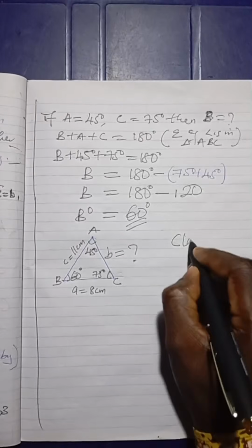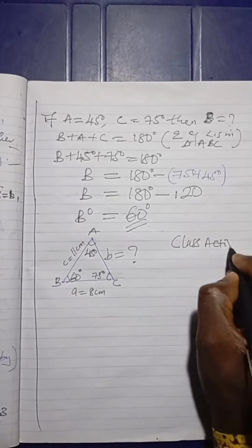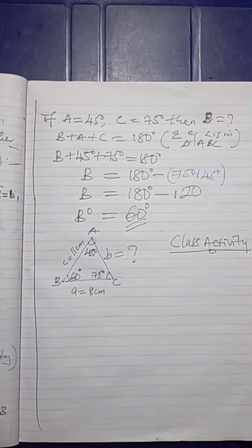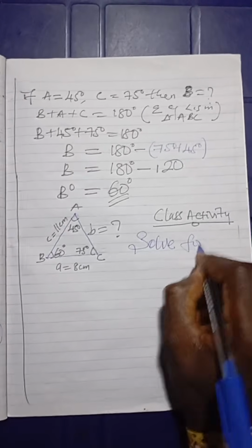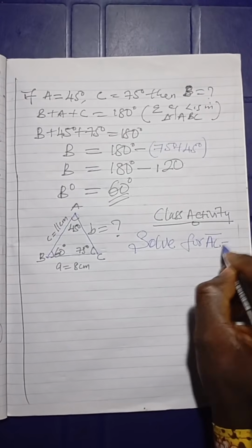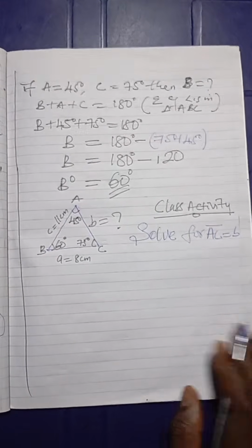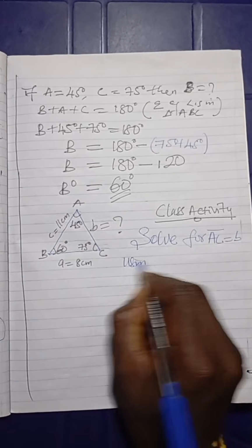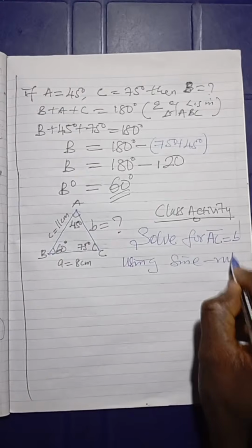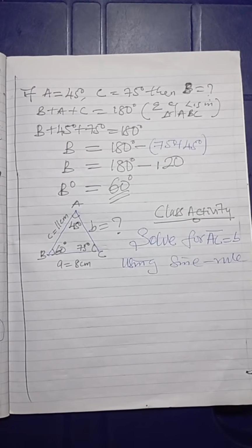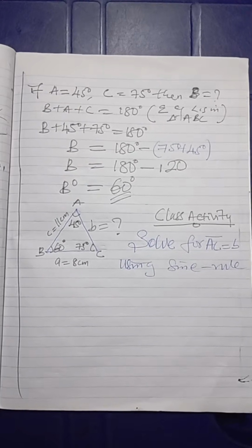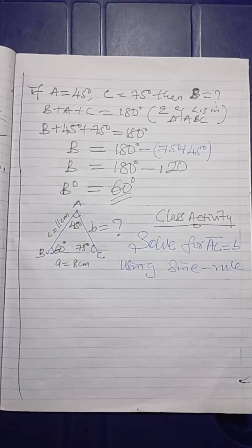So this is a class activity. Solve for AC, which is our b. Share it in the comment section using the sine rule. Now, ordinarily over here, you can even use the cosine rule to solve, but we are not dealing with the cosine rule yet. Until when we'll be solving for cosine rule, that is when I'll teach you more of it, how to use it to solve this particular problem. But applying the sine rule, solve.